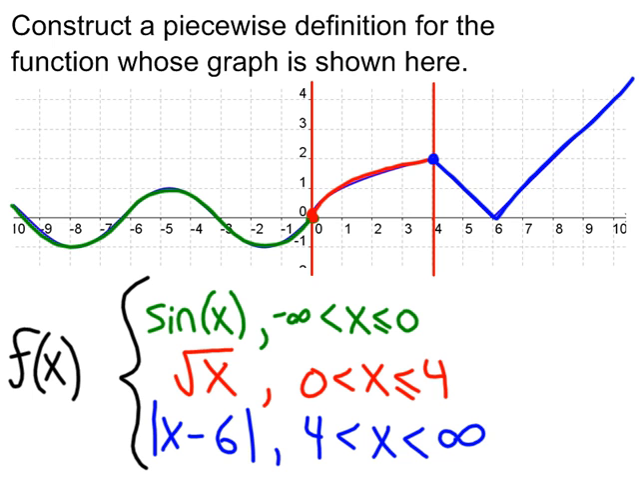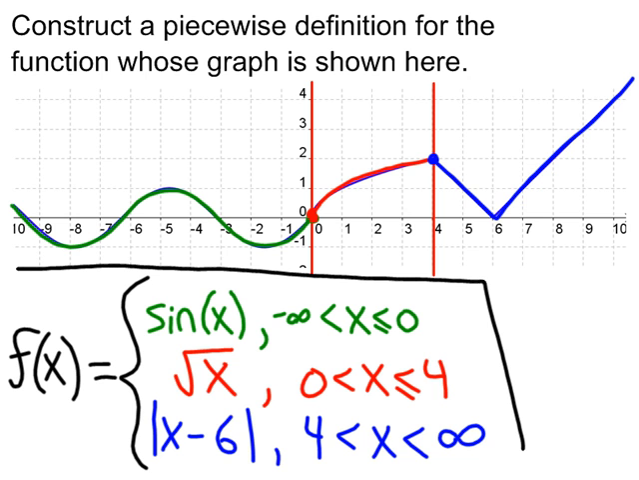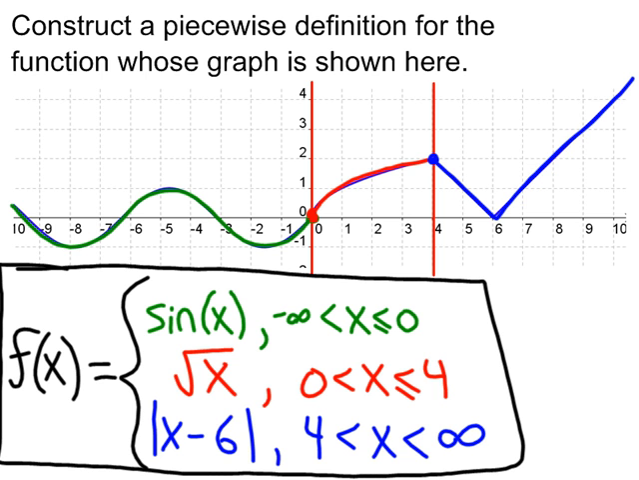I didn't tell you how you had to name this function. You could have said h of x, g of x, whatever. That, ladies and gentlemen, is our finished piecewise function. We are done. I hope that made sense, because I'm going to ask you to try one on your own here in just a moment.